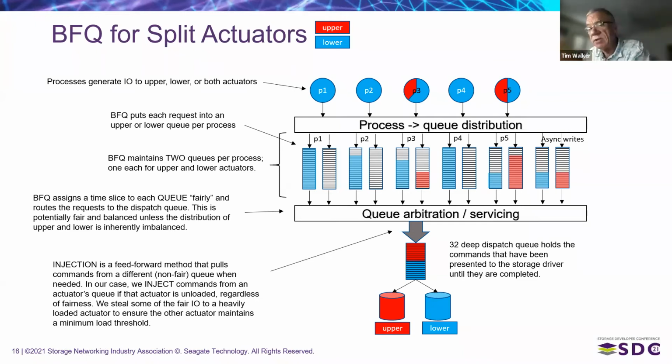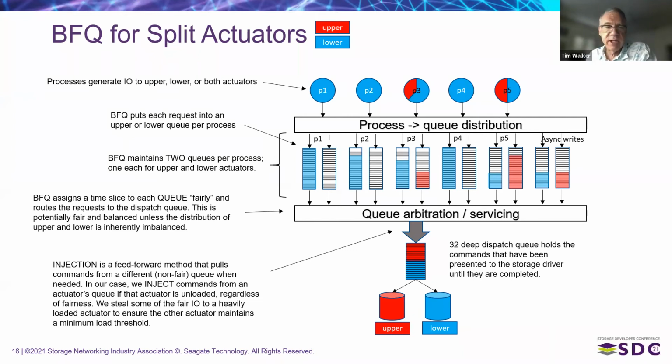So what BFQ does, between dividing all the commands up per process and per actuator, it monitors the commands that are in the hardware queue, what actuator they're destined for. And if one of the actuators' number of commands in the queue drops below a threshold, which we have set for 4, then it will inject some more work for that actuator as long as it's available. This is a really important distinction on load balancing and load management for multi-actuator.